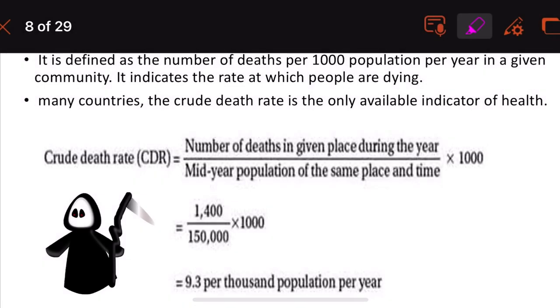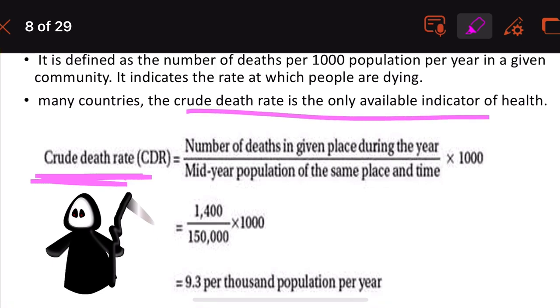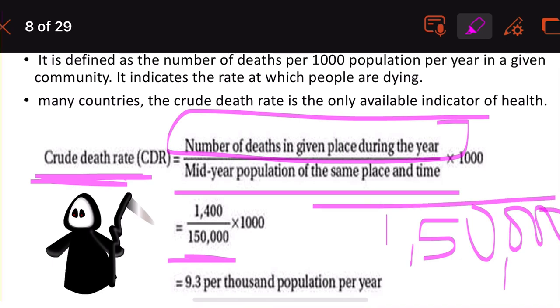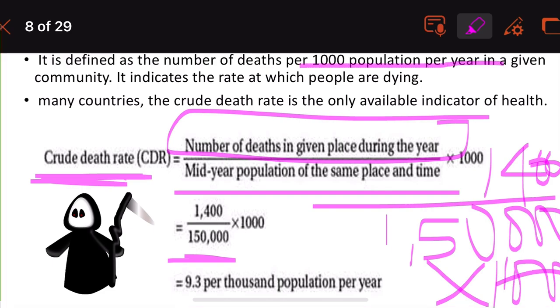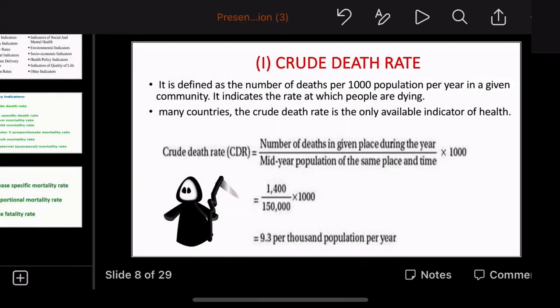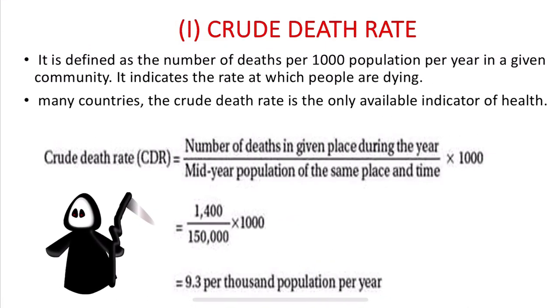The formula is very simple. Crude death rate is the number of deaths taking place during the year divided by the mid-year population of the same place and time. For example, the mid-year population of that community was 1,50,000 and the number of deaths is 1,400. Multiply by 1,000, because you're considering 1,000 population per year, and it gives 9.3. It's not a percentage, I'm sorry. It is 9.3 per 1,000 population per year.